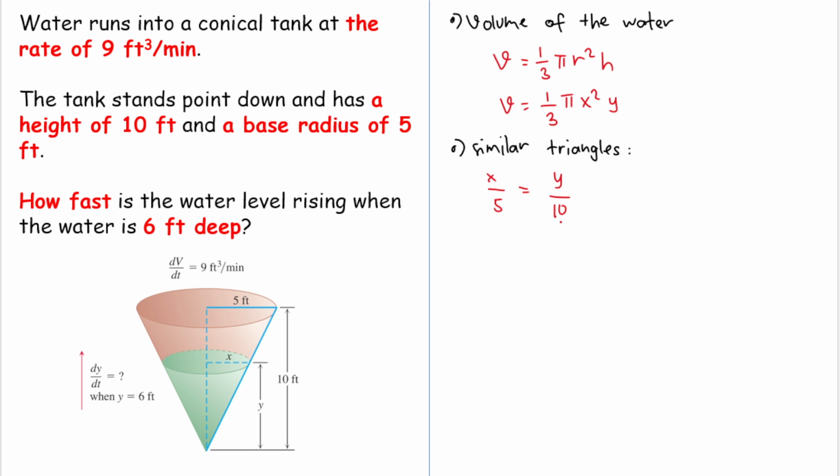And I want to isolate that for x, right? So we will have x equal to 5 over 10 multiplied by y. But 5 and 10 will cancel into 2 here. So we will have x equal to y over 2. Good. And now let's substitute this back into the volume of the water.